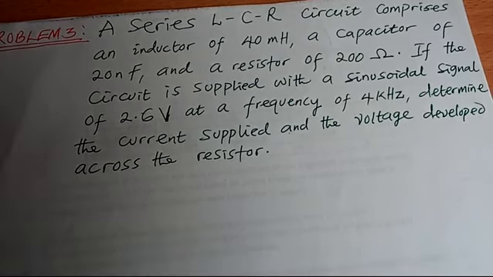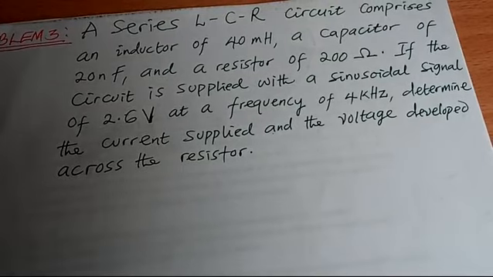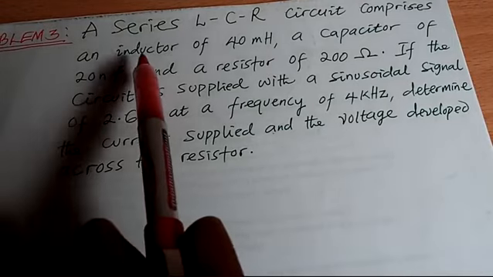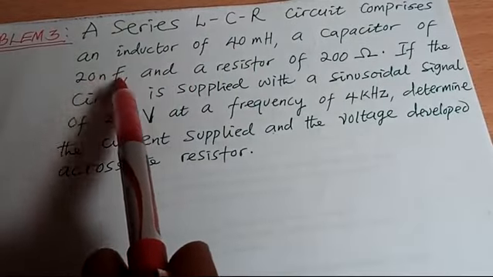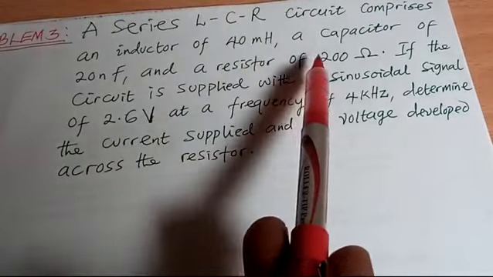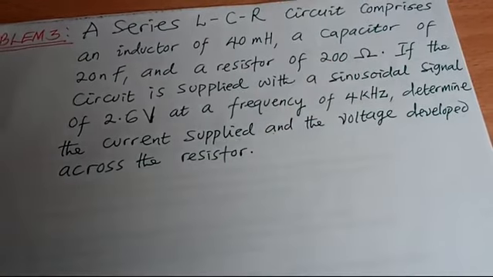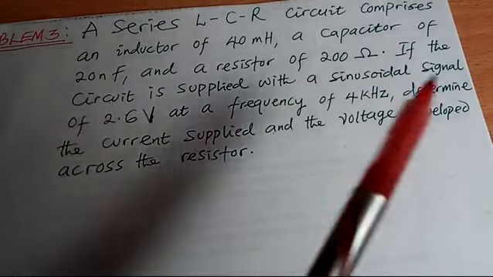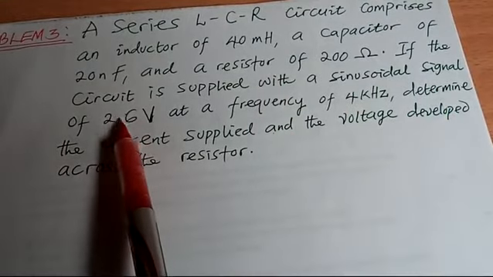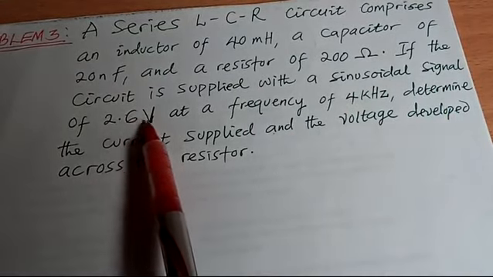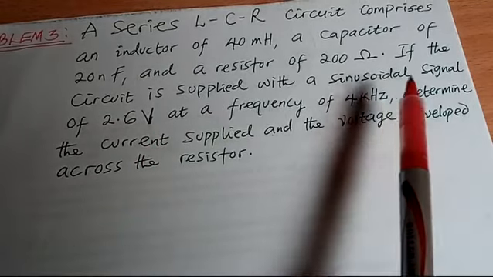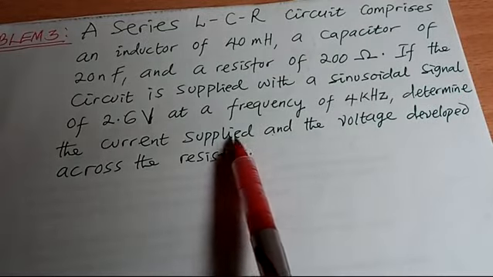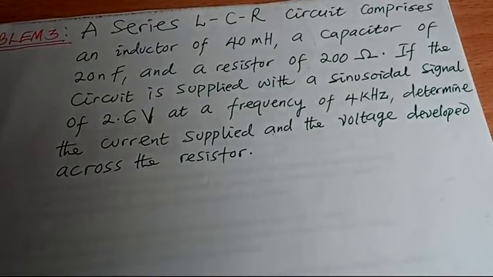Problem 3 is about a series connection of inductor, capacitor, and a resistor, all of them connected in series. The inductor has inductance of 40 Henry, the capacitor has capacitance of 20 microfarad, and finally the resistor has a resistance of 200 ohms. They are connected to a voltage with a signal of 2.6 volt. This is the voltage of the circuit, and it oscillates with a frequency of 4 kilohertz. Determine the current supplied and the voltage developed across the resistor.